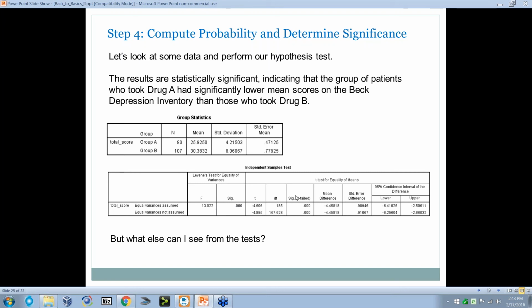So we can say that there is a significant difference between the groups. Now I want to go back here. Group A had a mean of 25.9. Group B had a higher score, which means they were more depressed. So it's in the direction we want. That's important. But what else can I see from these tests?